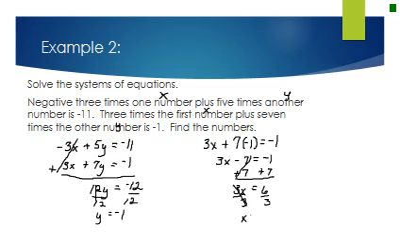And x equals 2. So on this one, you don't have to write them as ordered pairs, just to find the numbers. So what are our numbers? Our numbers are 2 and -1. Okay, let's look at another example.